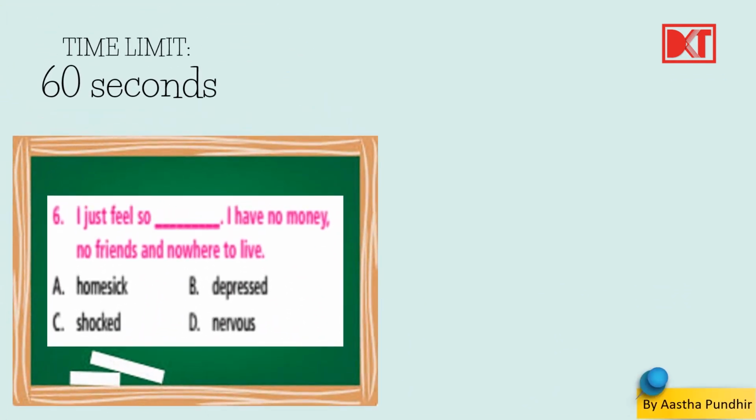Okay, next up we have, I just feel so dashed. I have no money, no friends and nowhere to live. A, I just feel so homesick, so depressed, so shocked or so nervous. Now, since the second part says this person has no money, no friends and nowhere to live, what could be the appropriate fill-in in the situation? I just feel so depressed. Okay.